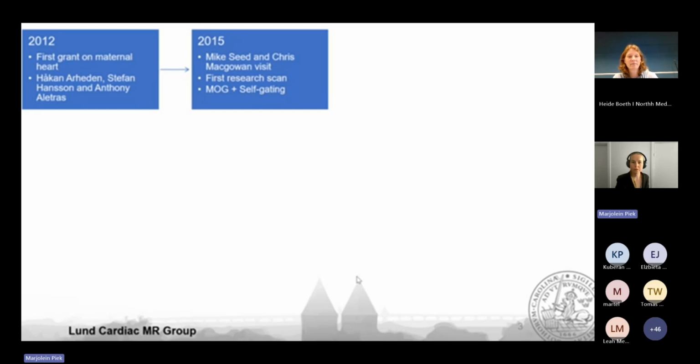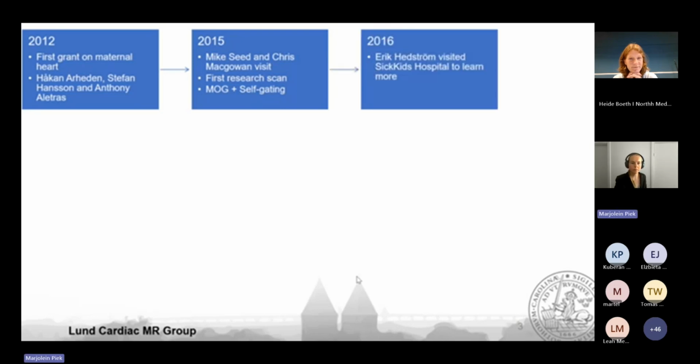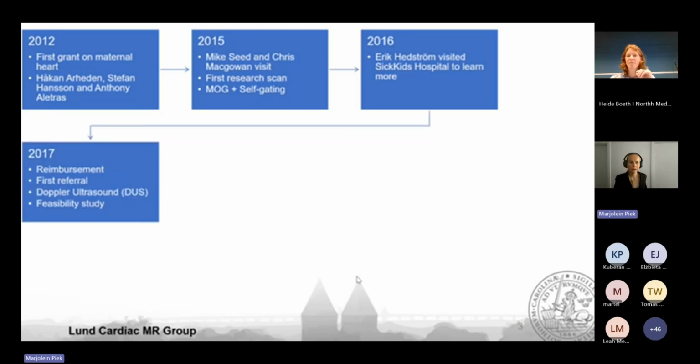The first research scan was done, and at that time we didn't have the Doppler ultrasound, so we used metric optimized gating and self-gating for the cine images. And then in 2016, Eric Hedstrom, our pediatric radiologist, visited Sick Kids Hospital to learn more after a year of experimenting in Lund. In 2017, Eric Hedstrom set up reimbursement in our hospital for fetal CMR specifically. We also had our first clinical referral. The Doppler ultrasound was introduced as a first. So we started using that, and then we started the feasibility study.